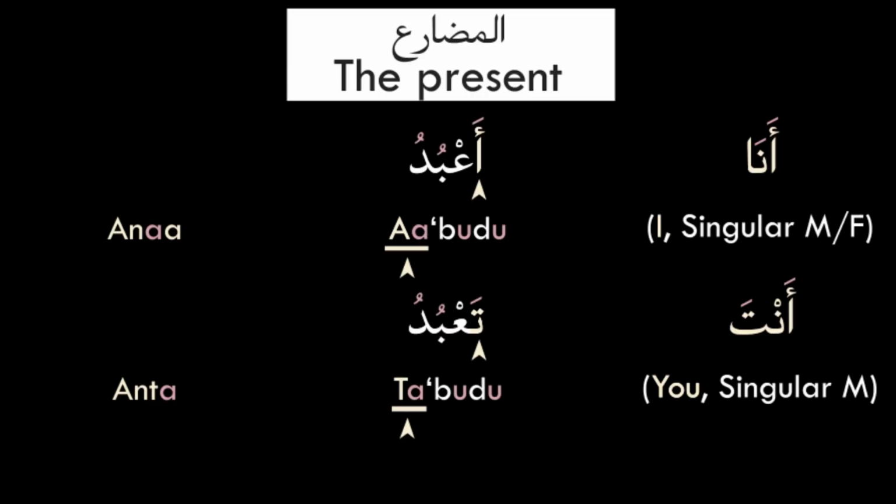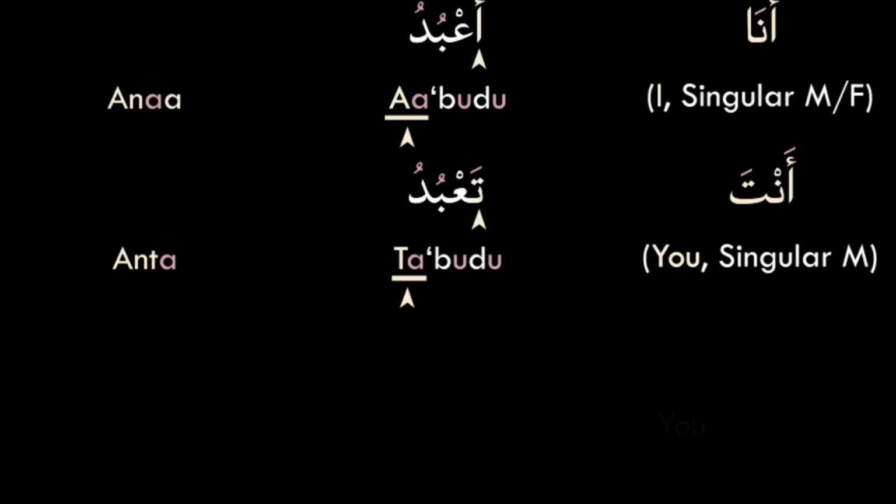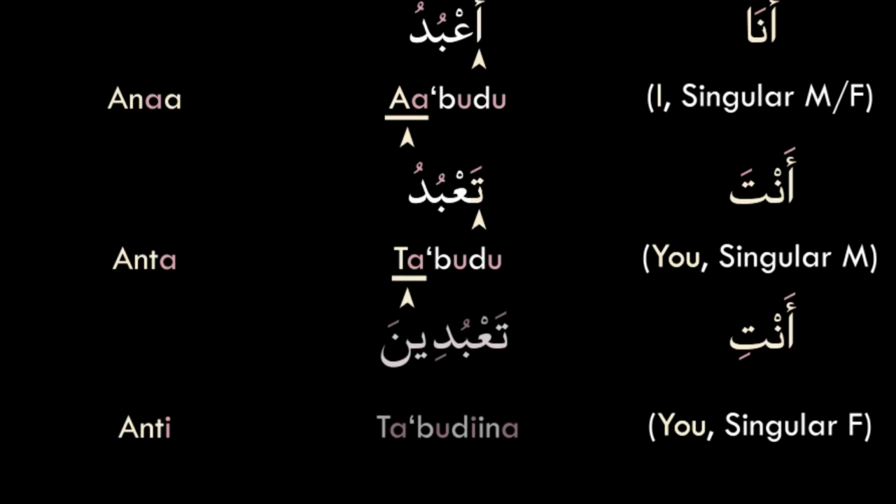But because there is you for male, there should exist you for female. It is anti for singular feminine, one woman. So we say anti ta'budina. See the difference between male and female? For male, we add only ta in the first of the verb, but for female, we add ta in the first to indicate that I talk to you, and ya and noon in the end to indicate that you are one female. This ya and noon is an attached pronoun.